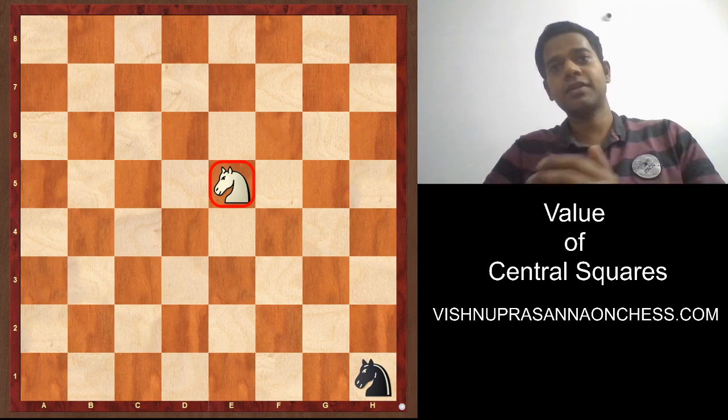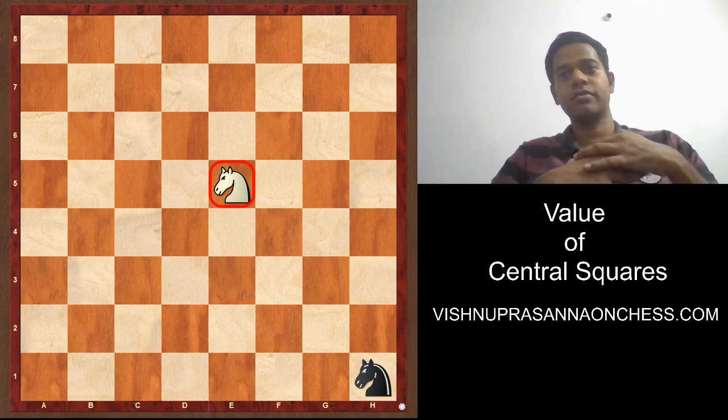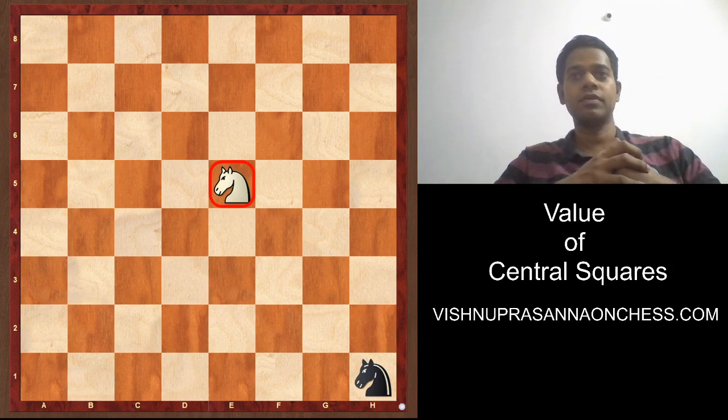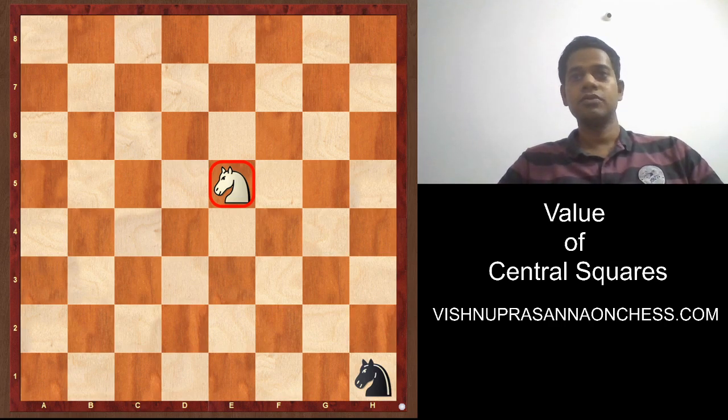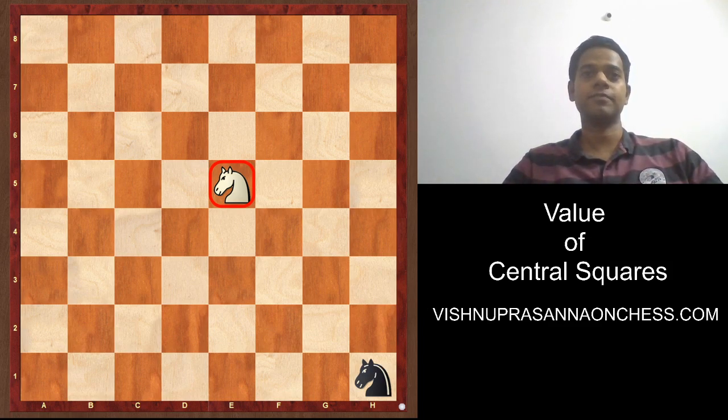We can understand another property of the central squares with the example of the knight, and it is that a piece placed in the center is ready to move to all parts of the board in comparison to a piece placed in the corner. So in chess there are a lot of moments when you don't know where the action is going to take place. So in preparation for that, the best place for the piece to stay is in the center.